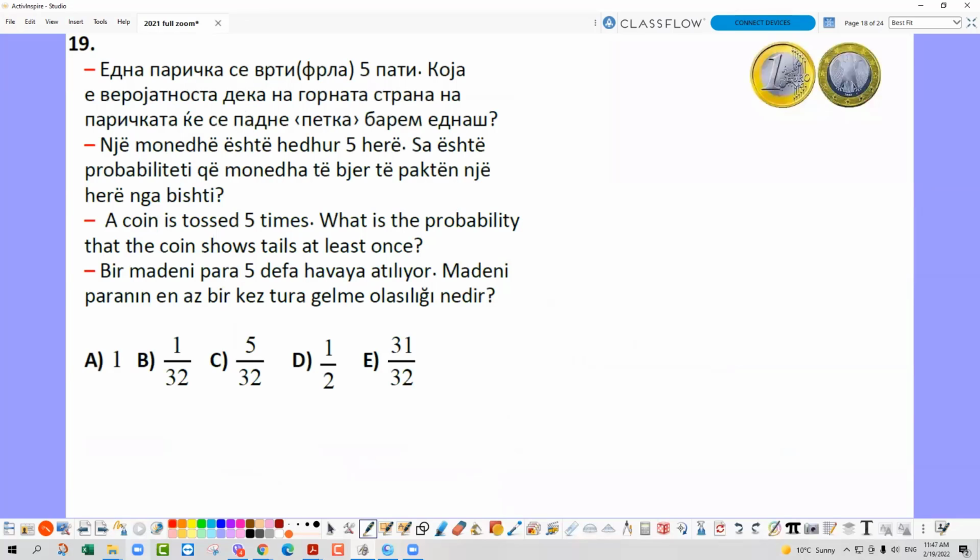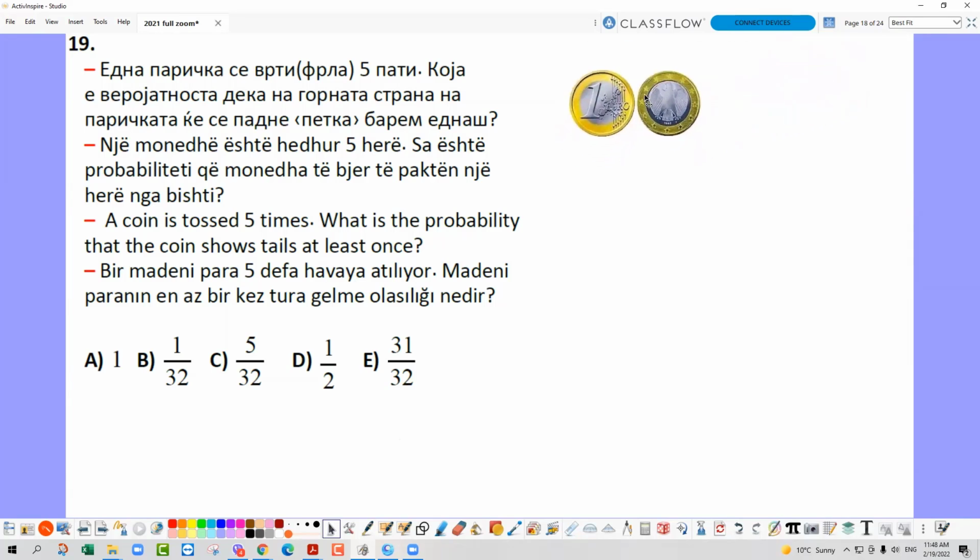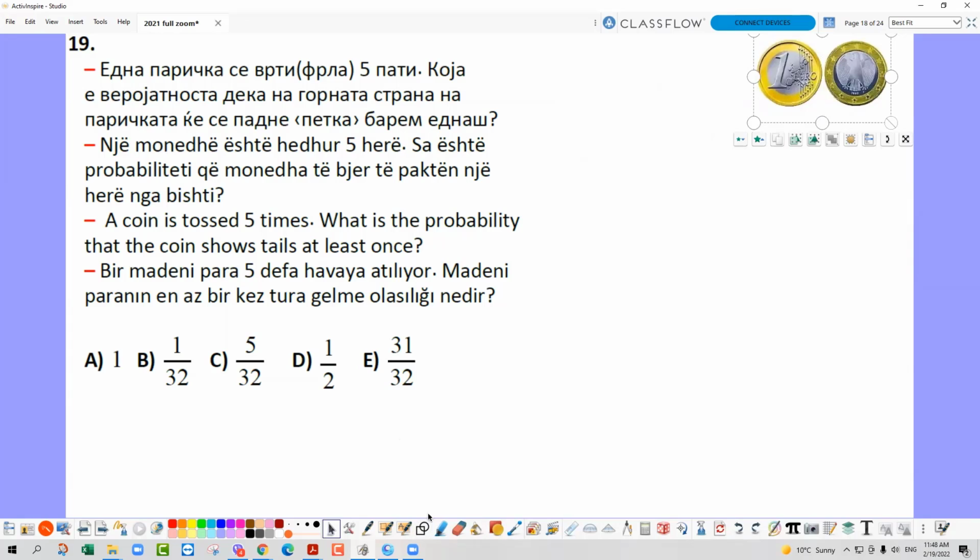Okay, let's do this one here. Again, we have a coin operation, and we are tossing a coin 5 times, and I have to find the probability that the coin shows tails at least once. Firstly, I want to show this one. Here, if these are 2 coins, this is the head side of the coin, with the figure it is called head, and with the number, it is called tail. And I want to do like this here.